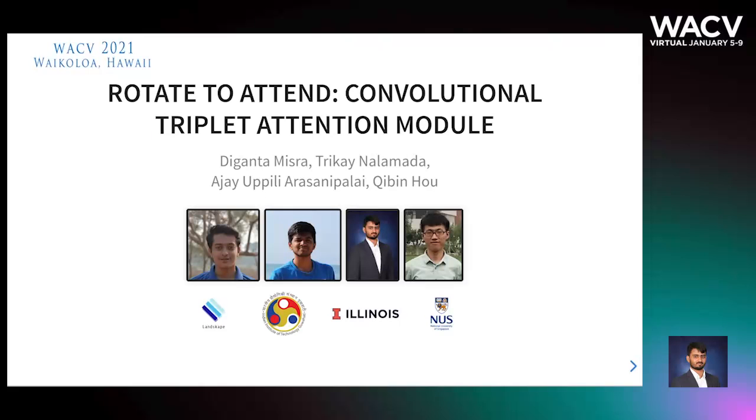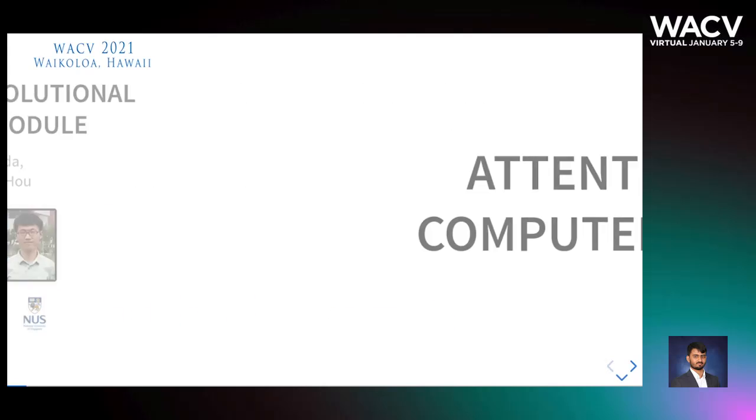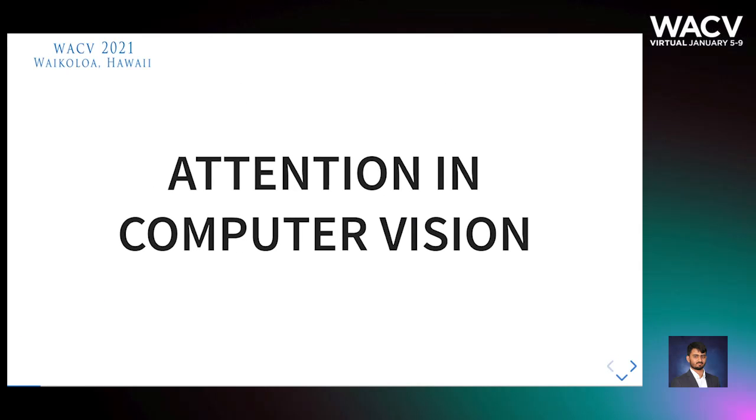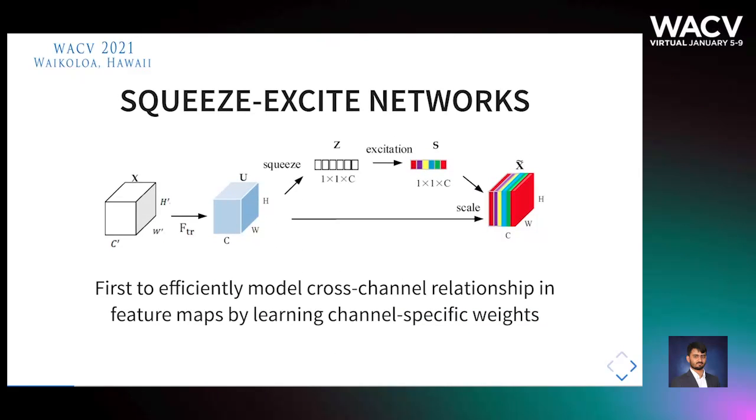In this work, we present Triplet Attention, a lightweight attention module for computer vision. The idea of using attention mechanisms in computer vision is not new. The squeeze excite layer introduced the idea of modeling cross-channel information through a module that learns weights for each channel in a 3D input tensor.